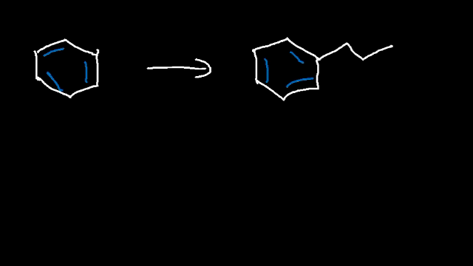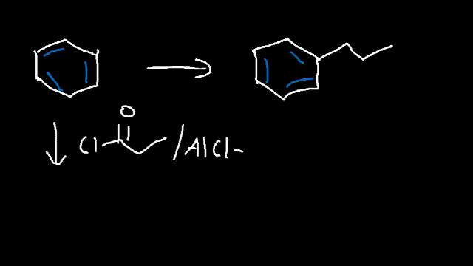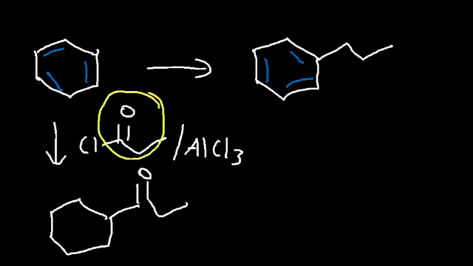So we need to use the Friedel-Crafts acylation reaction. So we need an acid chloride with 3 carbons, and we need the aluminum chloride catalyst. Let me put this over here. So what's going to happen is we're going to get a ketone. The chlorine is going to leave, and the benzene ring is going to attach itself to this group. And we'll go over the mechanism for that process soon.